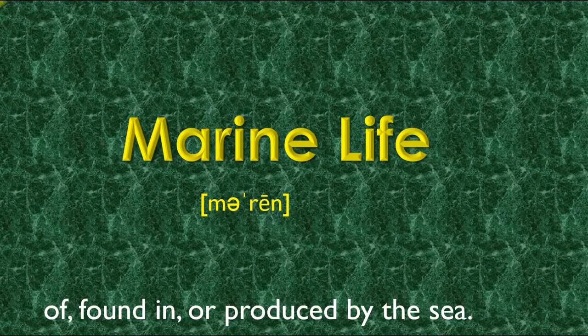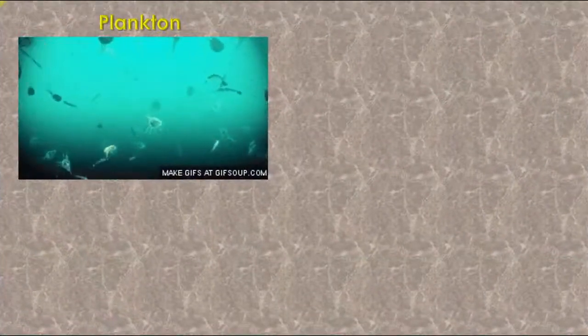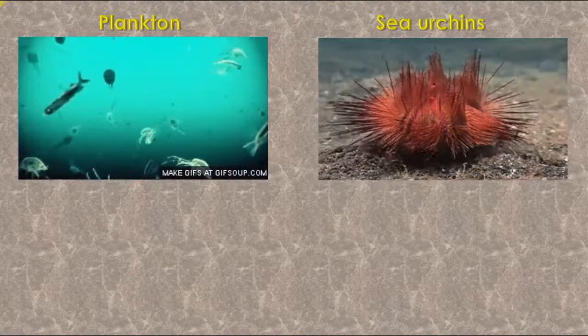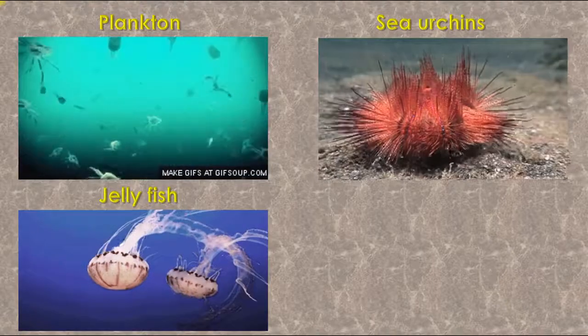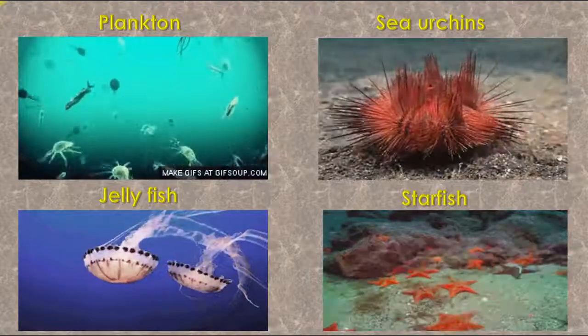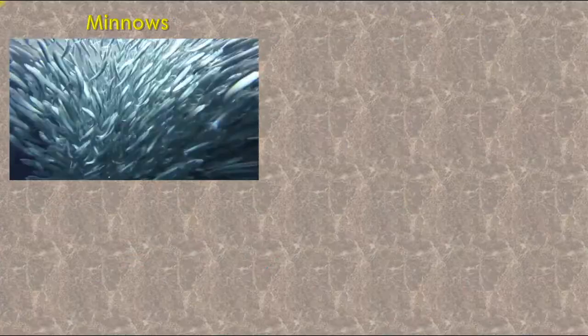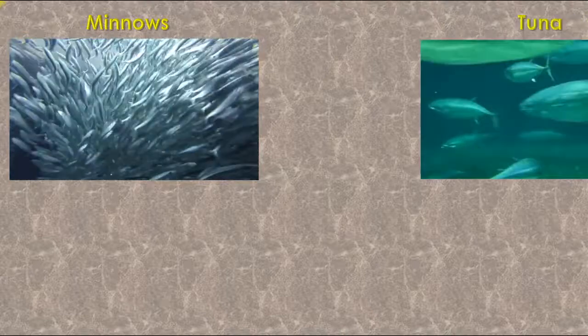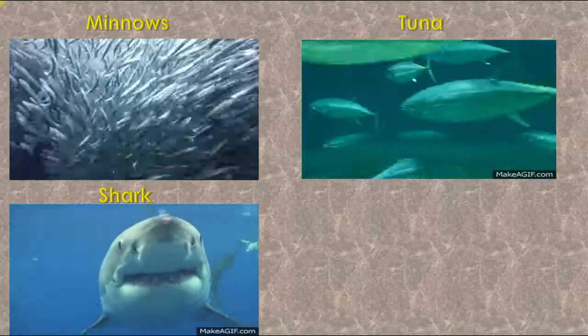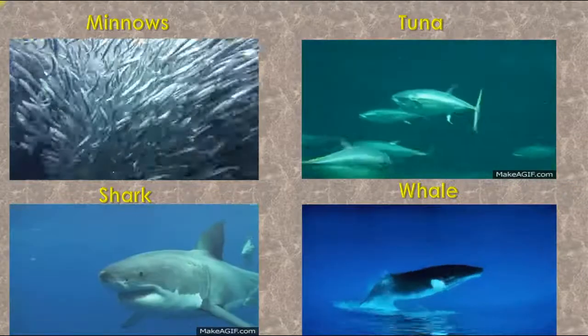Marine life. Okay, the marine life is food that's produced by the sea. Plankton, sea urchin, jellyfish, starfish, minnows, tuna, shark, whale.